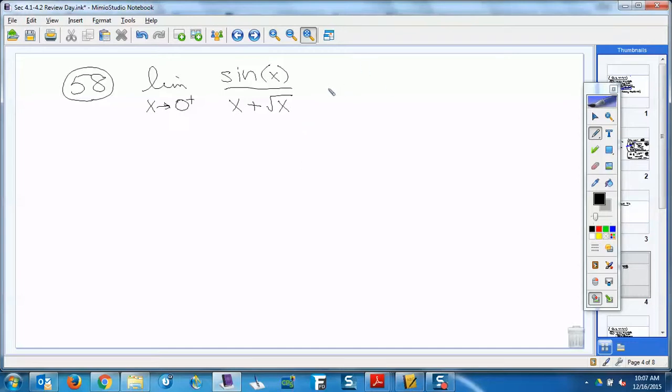So we plug in our 0, what do you get on top? Sine of 0? 0. 0 plus 0? 0. Okay? That's going to happen quite a bit, right? 0 over 0, infinity over infinity, those are probably going to happen quite a few times in these problems. So what do you get? What do you do?